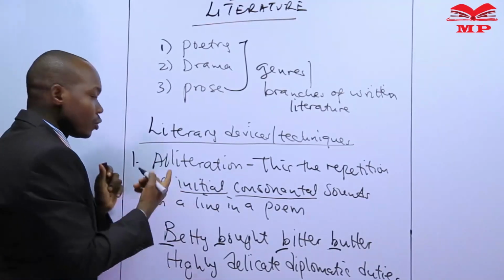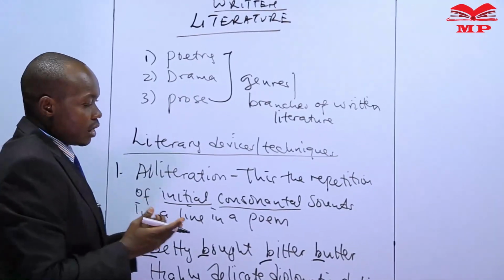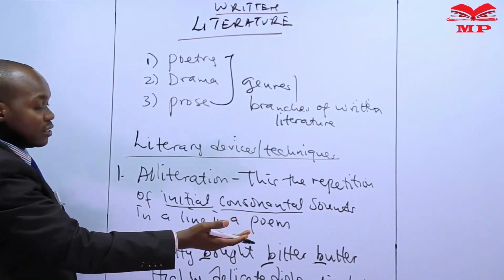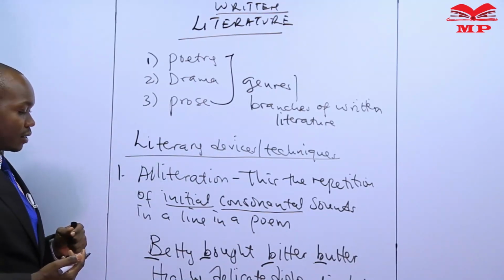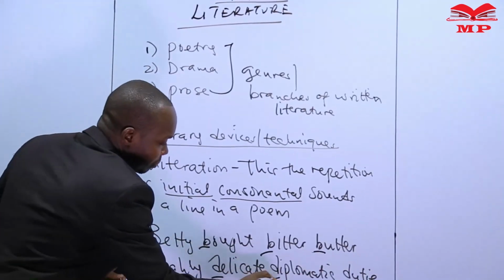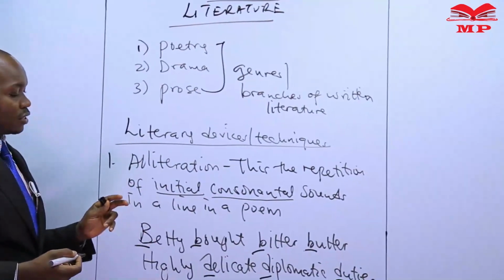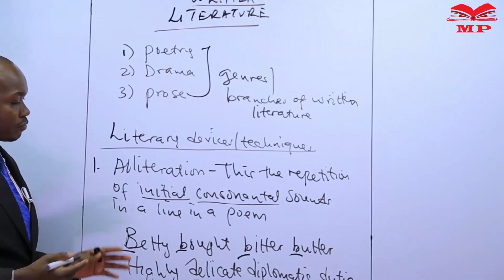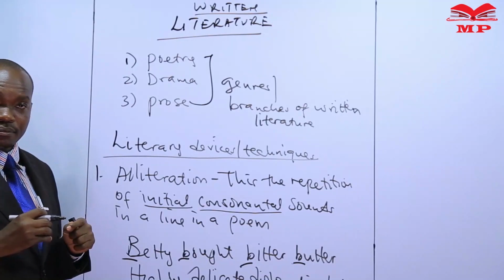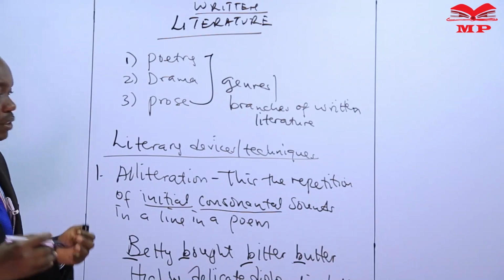And this sound is coming at the beginning. That's what we are saying, initial. It means at the beginning of a word. And the words must be in the same line for it to be alliteration. Look at the second line here. Highly delicate diplomatic duties. Again, you have the sound da, da, da. So we call this alliteration, when you repeat consonant sounds at the beginning of words in a line in a poem. So that's the first term.